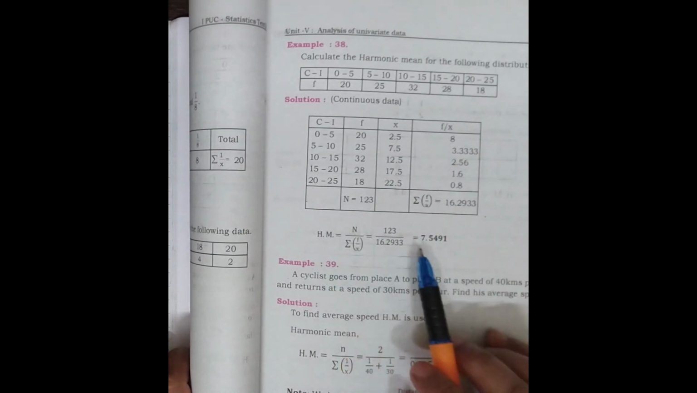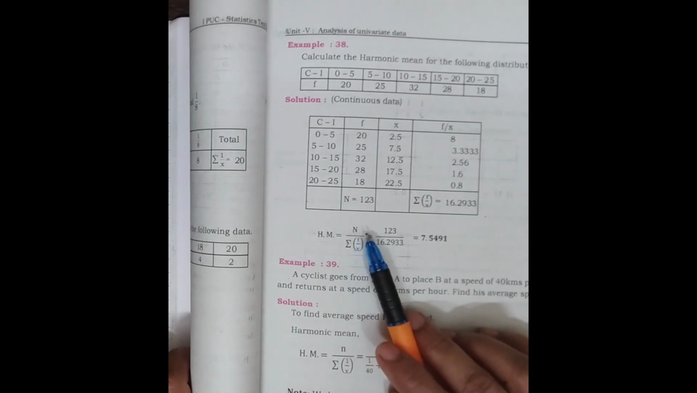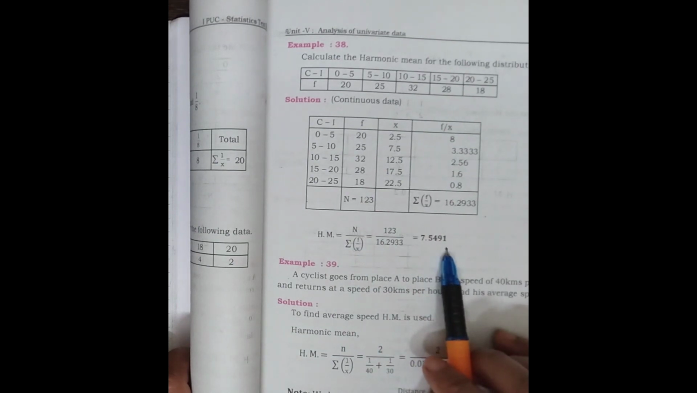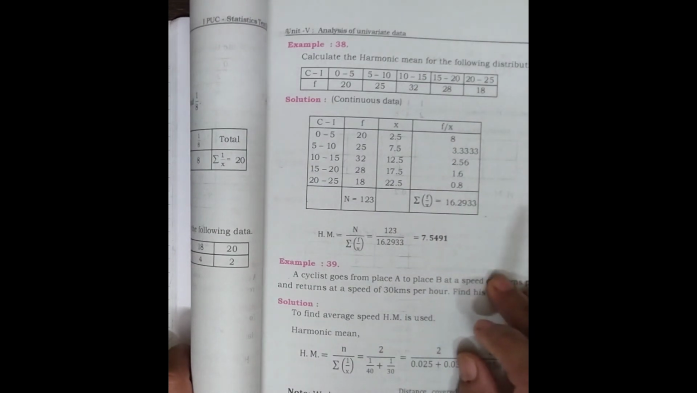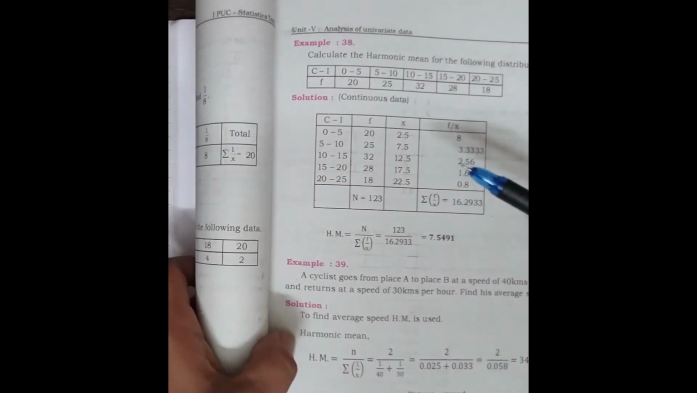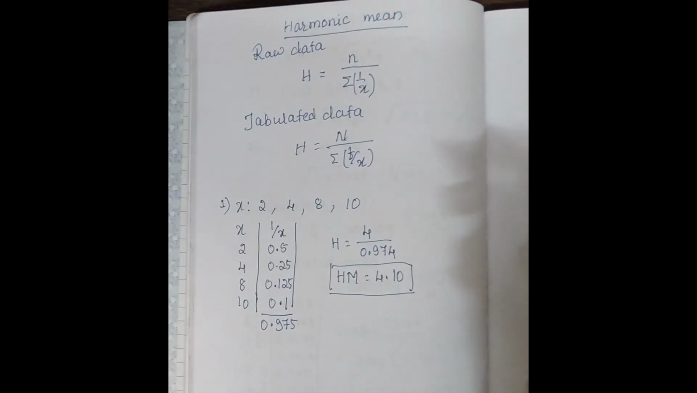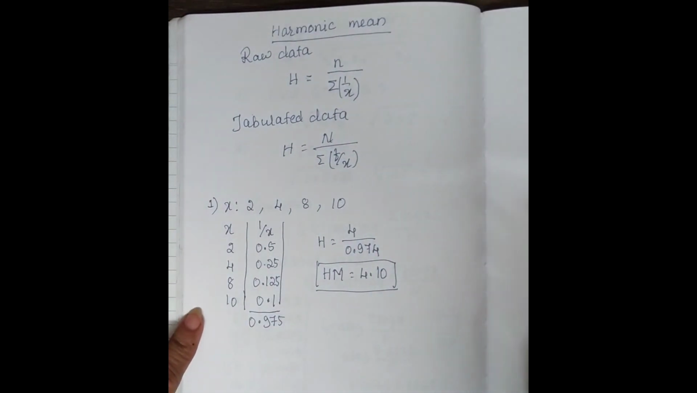Okay, HM is 7.5491. The formula is a must, all the formulas carry 1 mark here. Then the answer is 7.5491. This completes the geometric mean and harmonic mean. Okay, mean, median, mode, geometric mean and harmonic mean, they must ask questions. You will get 5 marks here, missing frequency questions come. Next, if you want, I will show missing frequency, average speed, average growth problems.